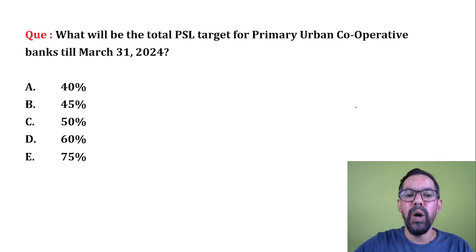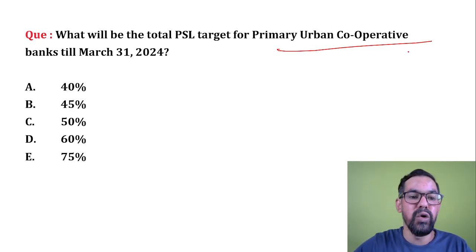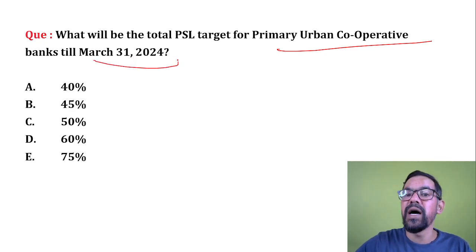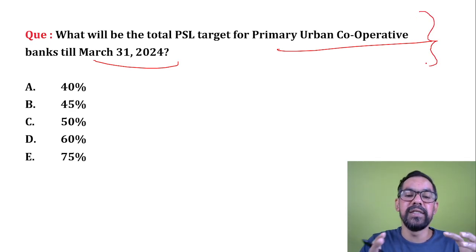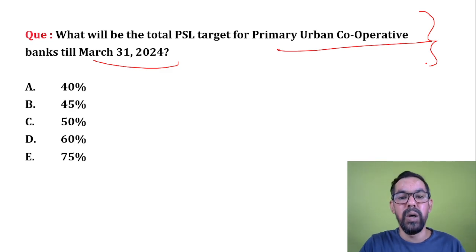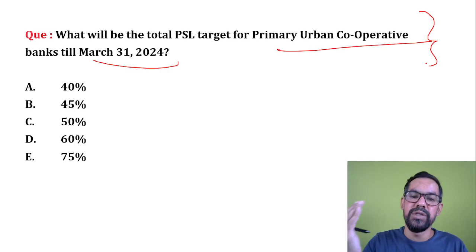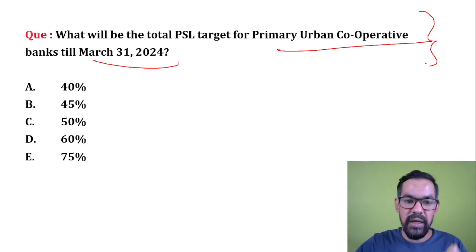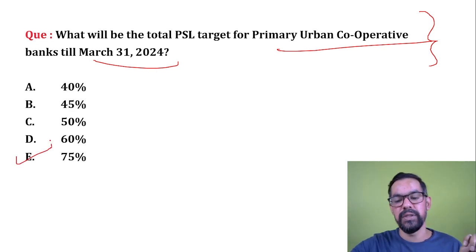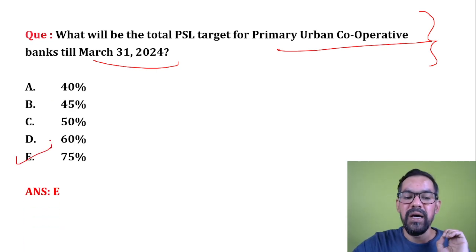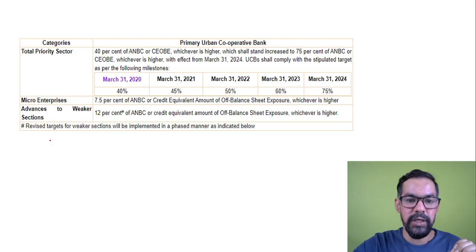Next one. What will be the total priority sector target for primary urban cooperative banks till 31st March 2024? Recently RBI increased the PSL limit for urban cooperative banks. Previously it was 40%, then it increased to 50%. Now the target till 31st March 2024 is 75%. So what will be your correct answer? 75%, option E.